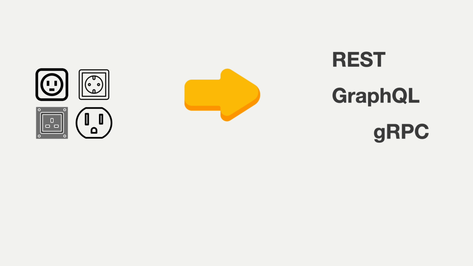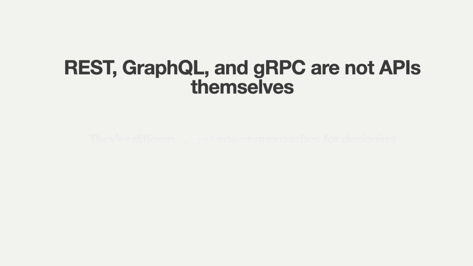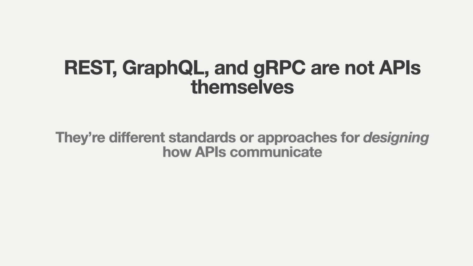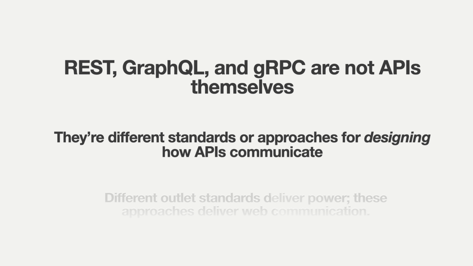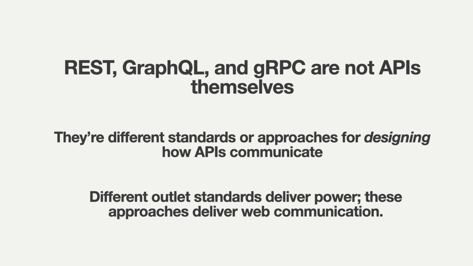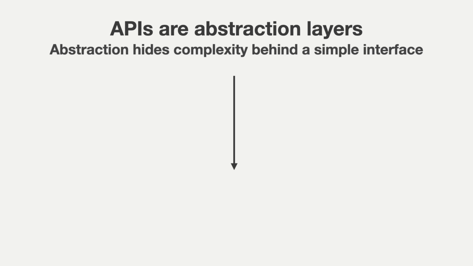There's REST, there's GraphQL, there's gRPC. REST, GraphQL, and gRPC aren't APIs themselves. They're different standards or approaches that define how APIs communicate, just like different outlet types define how devices connect to electricity. An API is an abstraction layer.